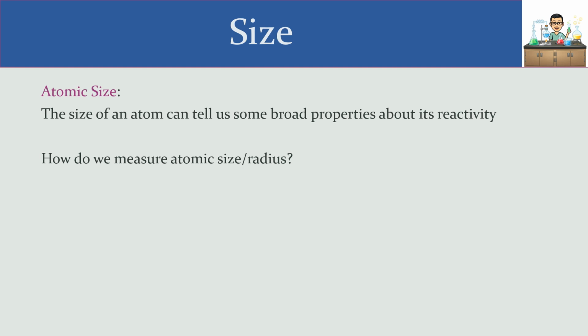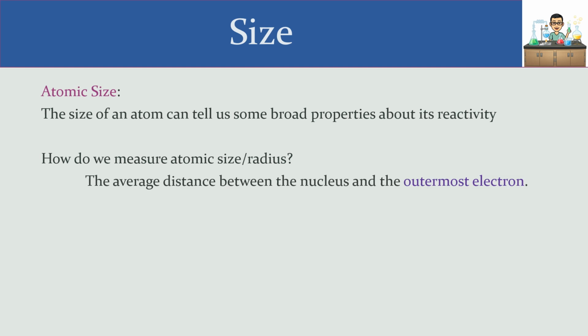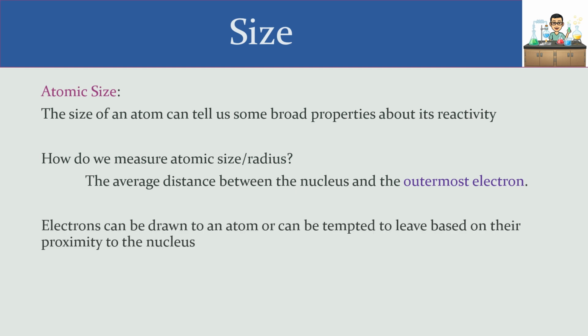Well, as you can tell from the moniker radius, essentially this is the classical sense of treating an atom as a sphere. And the size of the atom is the average distance between the nucleus, which is the center of that sphere, and the outermost electron, which is the outer portion, or the rind of an orange, so to speak. Electrons can be drawn to an atom or can be tempted to leave based on the proximity to the nucleus.